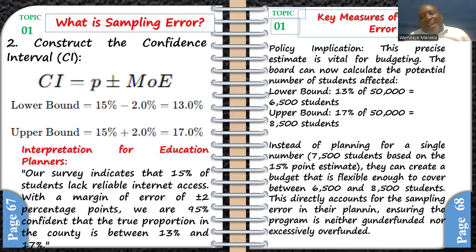Instead of planning for a single number of 7,500 students based on the 15% point estimate, they can create a budget that is flexible enough to cover between 6,500 and 8,500 students. This directly accounts for the sampling error in their planning, ensuring the program is neither underfunded nor excessively overfunded.